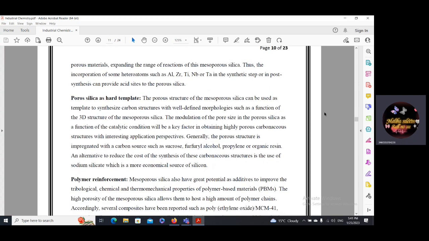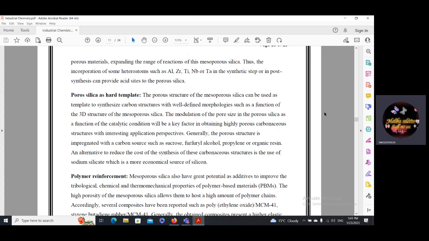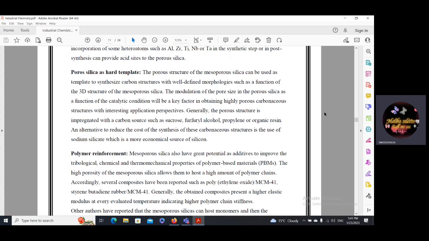The third one is porous silica as hard template. The porous structure of the mesoporous silica can be used as a template to synthesize carbon structures with well-defined morphology, as a function of the 3D structure of the mesoporous silica. The modulation of the pore size in the porous silica as a function of the catalytic condition will be a key factor in obtaining highly porous carbonaceous structures with interesting application perspectives.